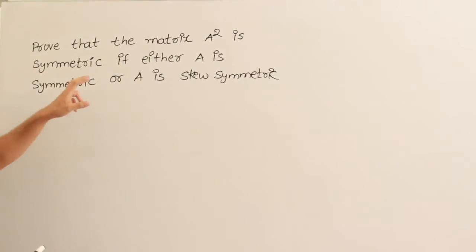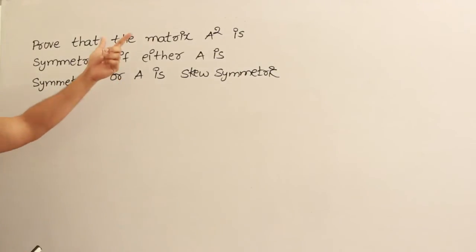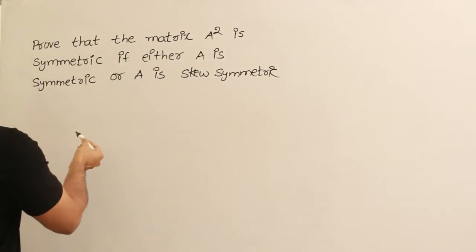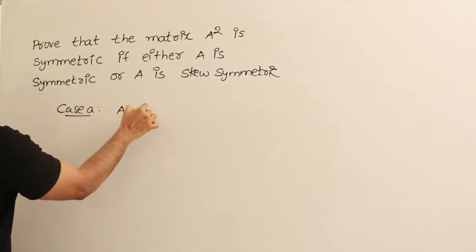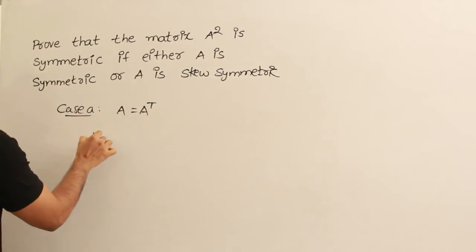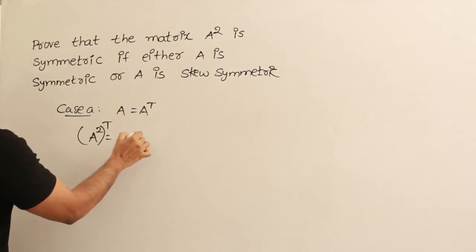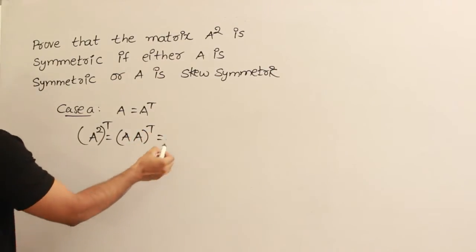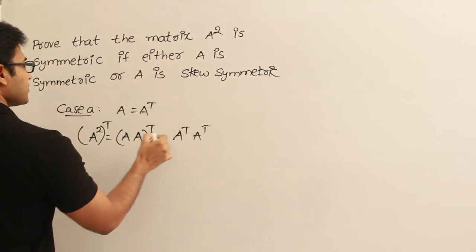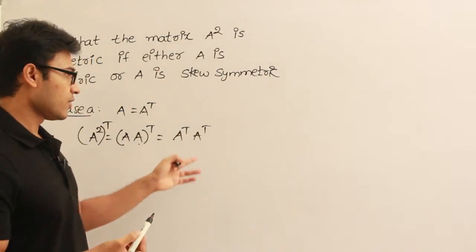Prove that the matrix A square is symmetric if either A is symmetric or A is skew symmetric, which means either if it is symmetric or skew symmetric, we have to prove that A square is symmetric, right? So let's take both the cases. Case 1, A is symmetric, which means A equal to A transpose, right? And now we have to talk about A square. I want to find out the transpose of A square. I can write it as A into A transpose, and since it is multiplication, it is A transpose into A transpose. Anyway, since both are A only, it doesn't matter however you write it.